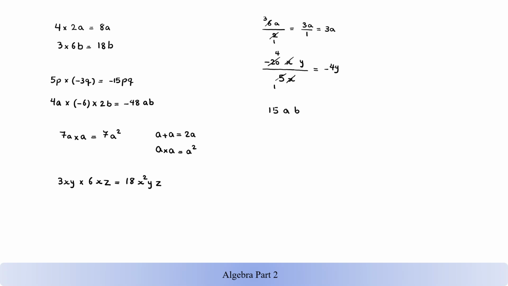Another example, 15ab squared over 9b. How about this one? First of all, the numbers. Both of them are divisible by 3. So 15 divided by 3 is 5, and 9 divided by 3 is just 3. Now, we do not have anything for a, so just leave it. And now, b squared is the same as b times b. So I can cancel one of them with the bottom. And now we have 5ab divided by 3. That's it.